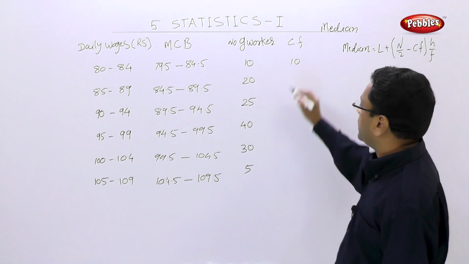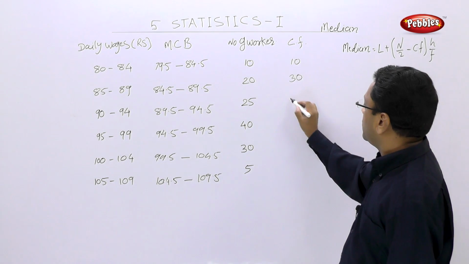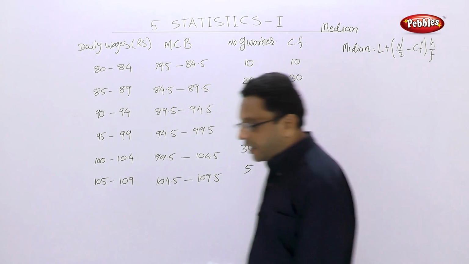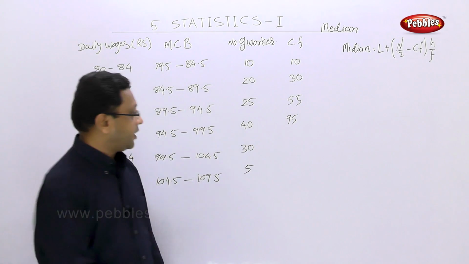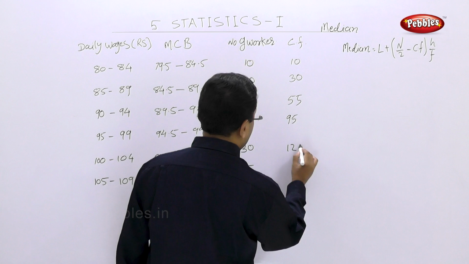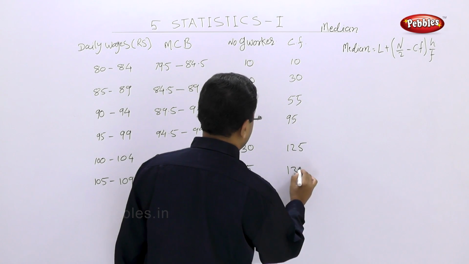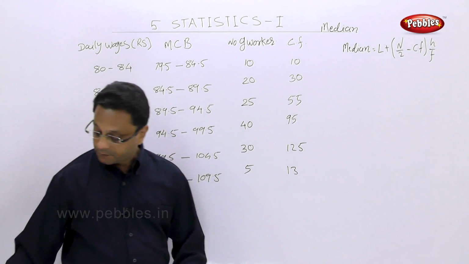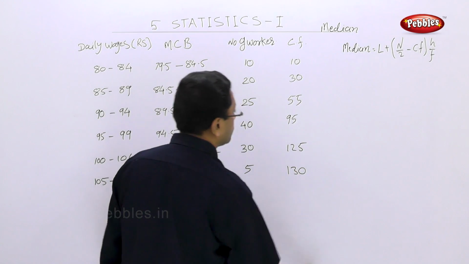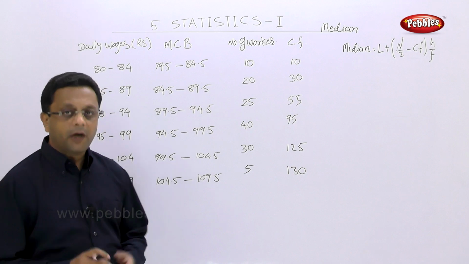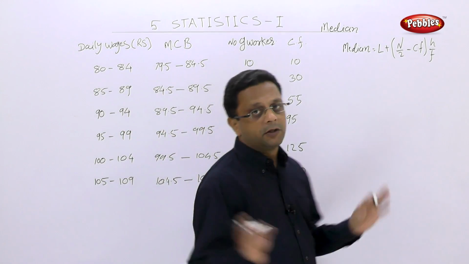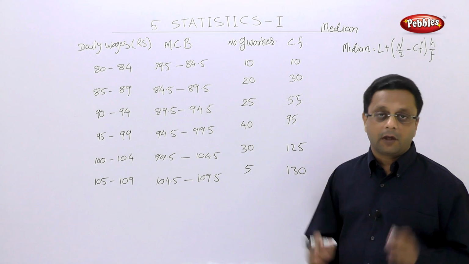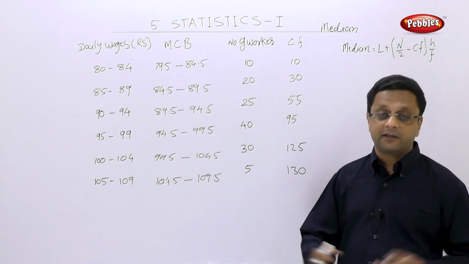The first is 10, then 30, then 55, then 95. After 95, we have 125, adding 125, and it is 130. That's all. We have to do in the table only this much. Actually, your example is over here. Now only simple arithmetic is remaining.